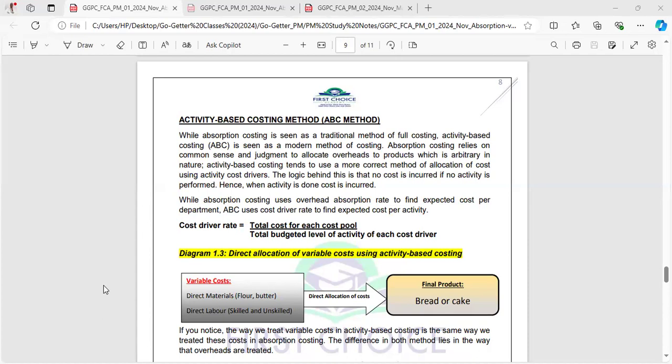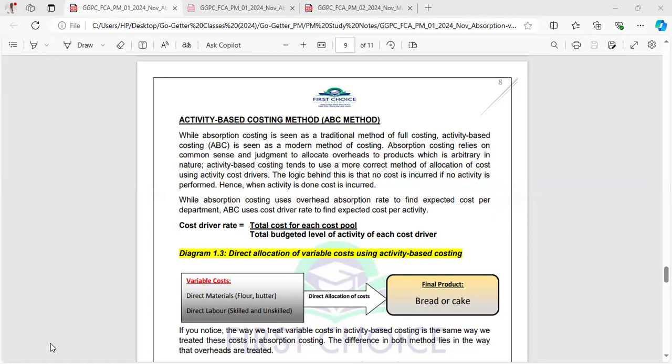There will be 4 CDRs to match the number of activities. Now, in absorption costing, we only had one overhead absorption rate, which takes into consideration the total overhead divided by the total labor hours. The cost driver rate is an adaptation of the overhead absorption rate, but because the costs have been divided into activities, you take the cost for each activity and divide it by the budgeted level of activity for that driver.